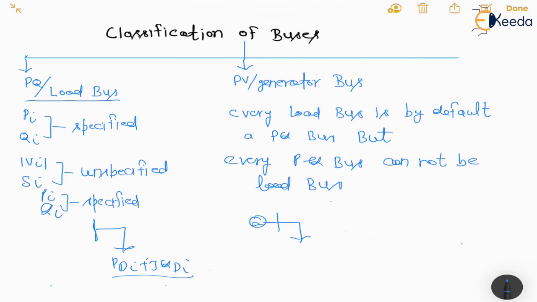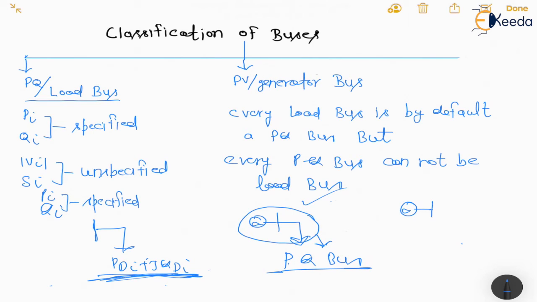But when we consider a generator, and whenever its reactive power exceeds or violates its limit, then the bus will become a PQ bus, as I discussed earlier. So a generator bus can be a PQ bus, but a generator bus cannot be a load bus in physical terms. So every load bus is by default a PQ bus, but every PQ bus cannot be a load bus. So it is clear.